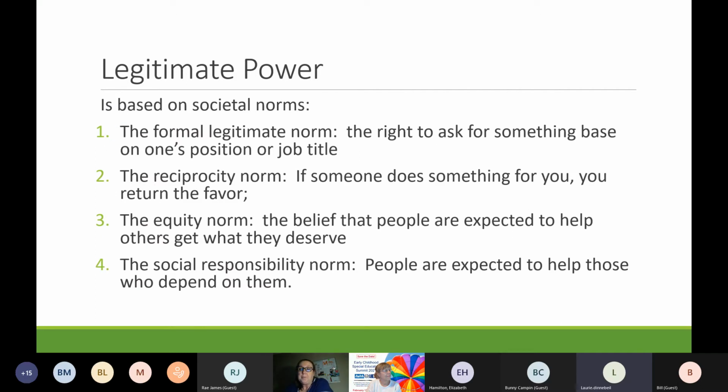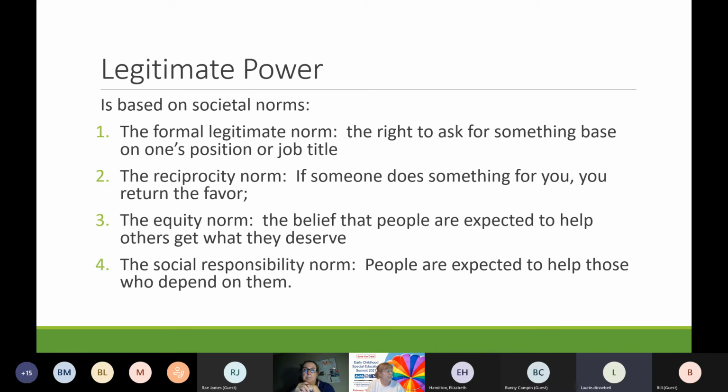So there's also, in the research on social power and influence, this idea of legitimate power. Legitimate power is based on societal norms. It's the right to ask for something based on one's position or job title. So if Suzanne asks for something as somebody who represents early childhood special ed at the state level, you're probably more likely to do it than for somebody who doesn't have that position or job title.